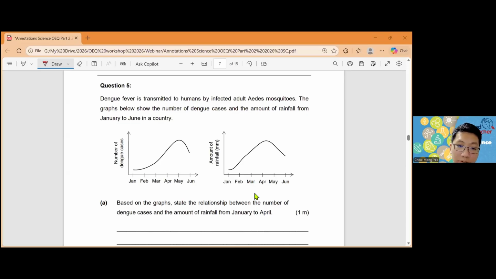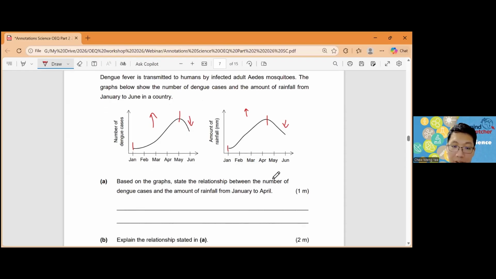If you look at the trend here, I have two graphs, and they are pretty much similar. Not exactly the same, but the trend is roughly the same. For example, the number of dengue cases from January to May is an increase. Then from May to June is a decrease. It's the same for the amount of rainfall. From Jan to around April, May, it increases. It may not be exactly the same, but the trend is there and they are very similar.